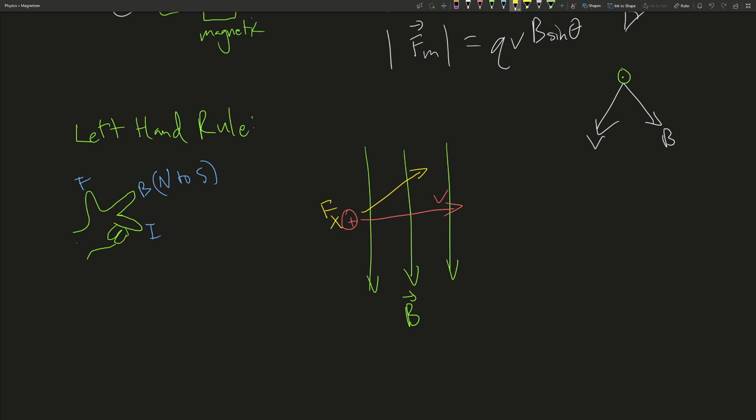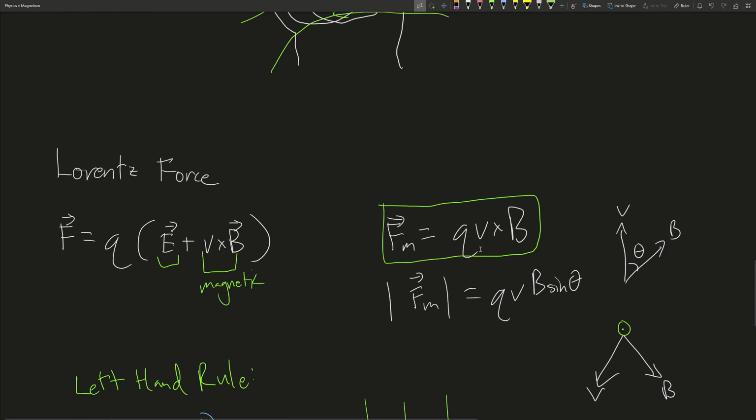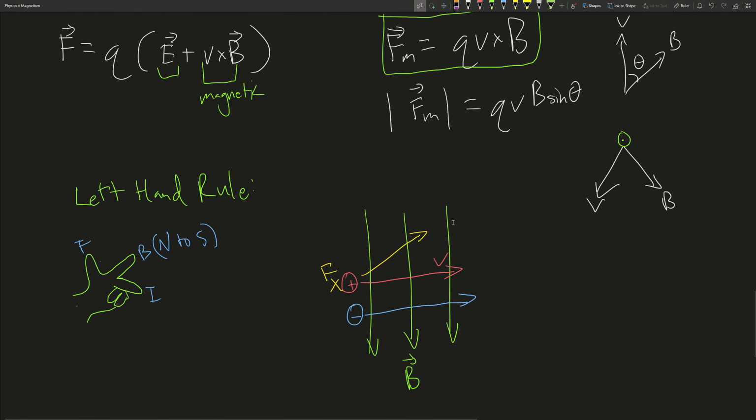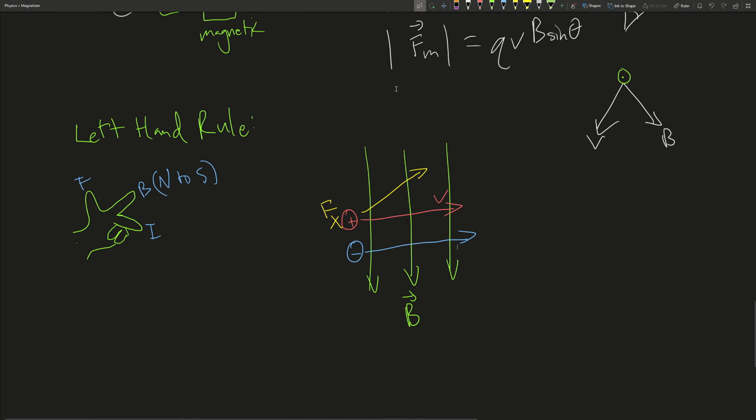And then another thing to know is that if you have a negative charge instead, then your Q here is negative, and that flips the direction of the force because this is a vector. So if Q is negative, then the direction of the force flips. Or you can think of it like the current flips in the opposite direction since it's a negative charge instead of a positive charge. So that means that instead of into the page like the positive charge, this negative charge would experience a force out of the page.